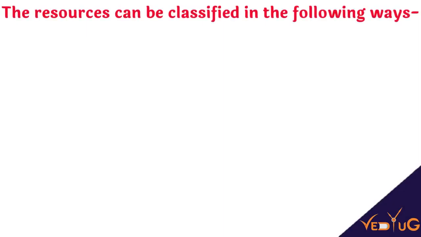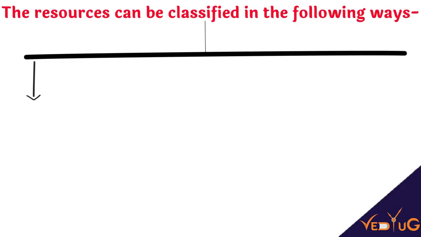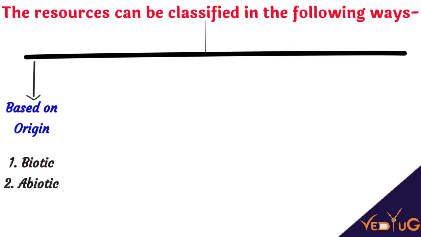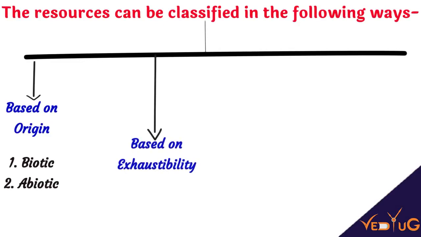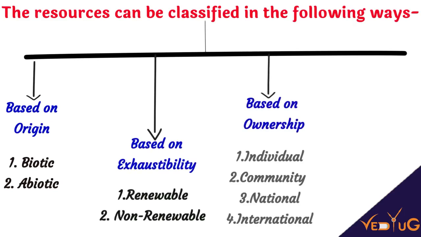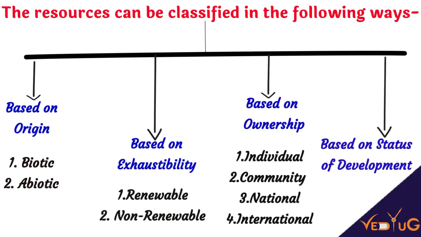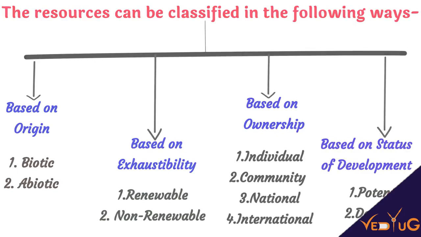So now we know what resources are. Now let's see the types of resources. The resources are classified on the basis of origin, exhaustibility, ownership and the status of development. Okay, let's see the classification.